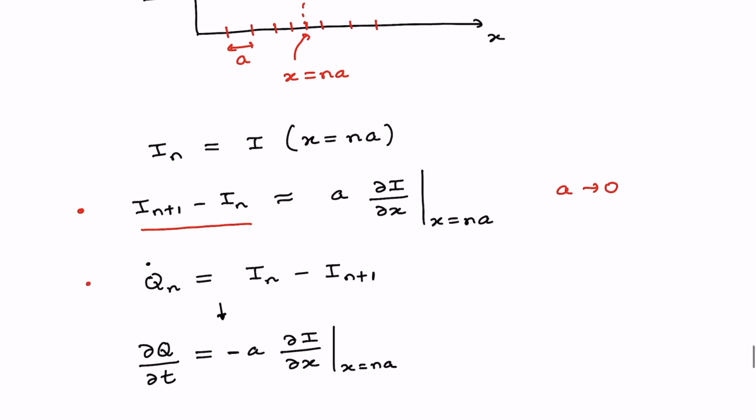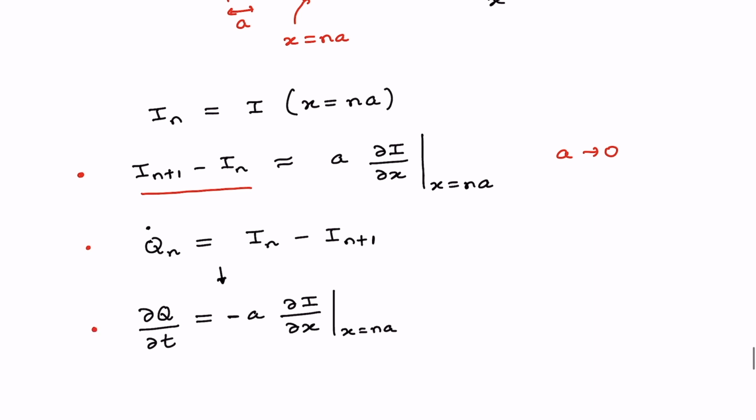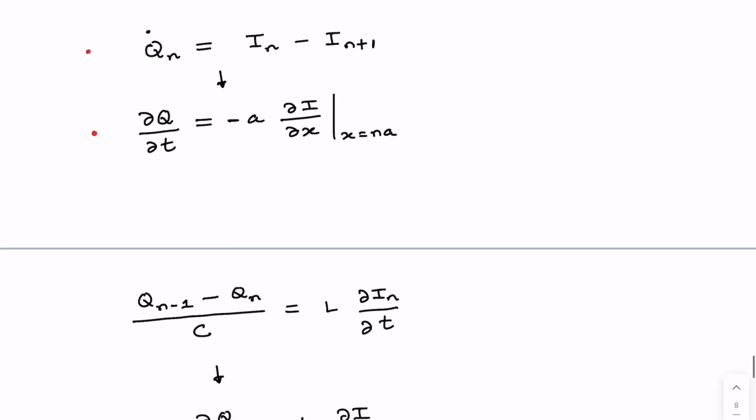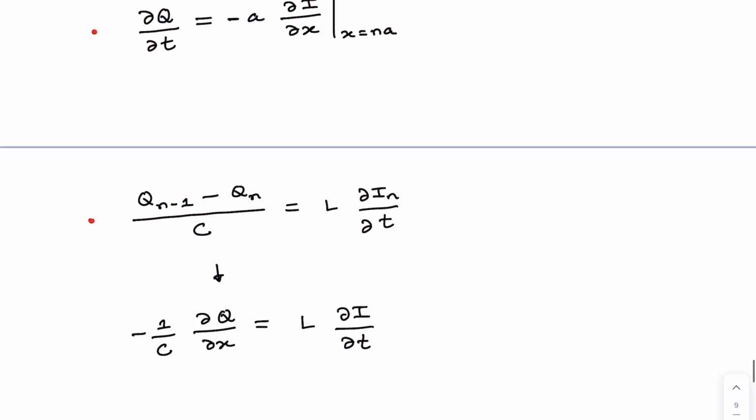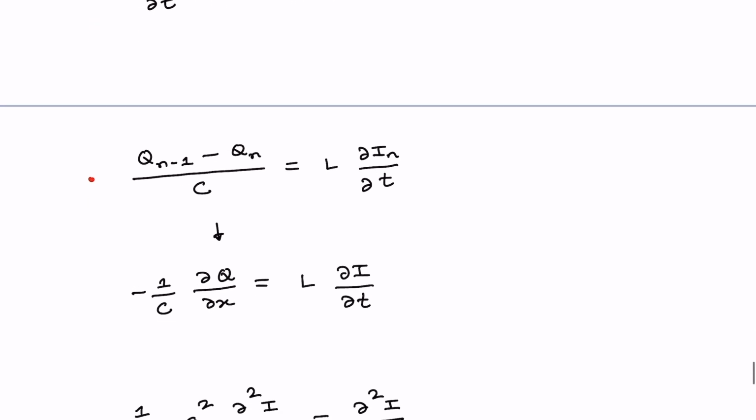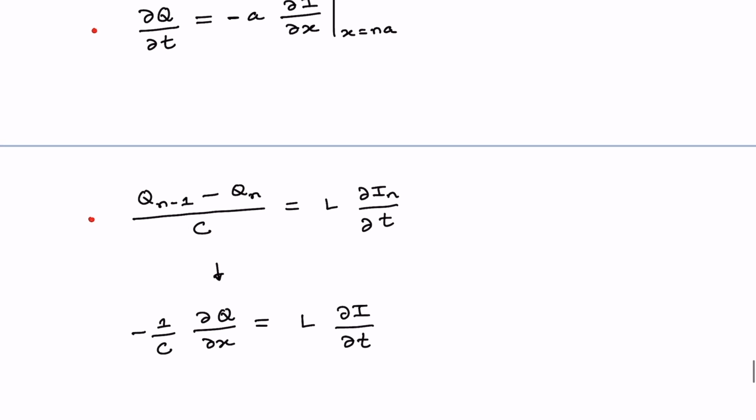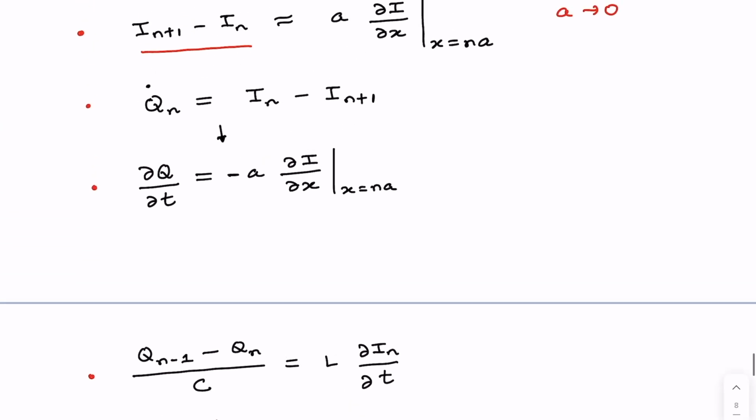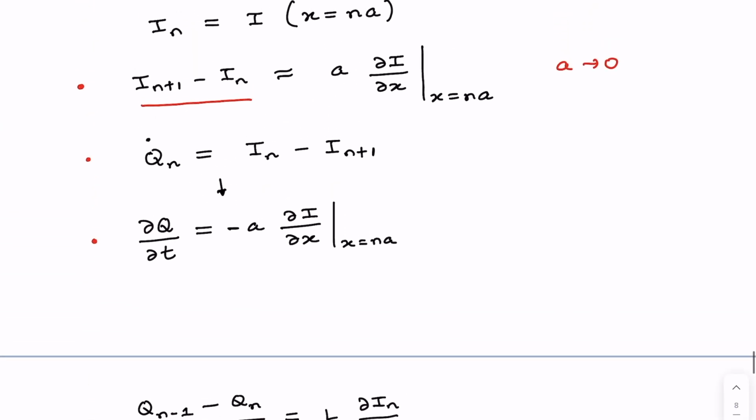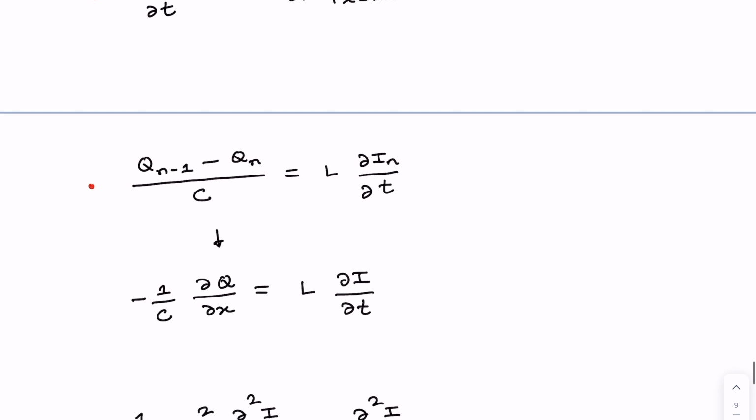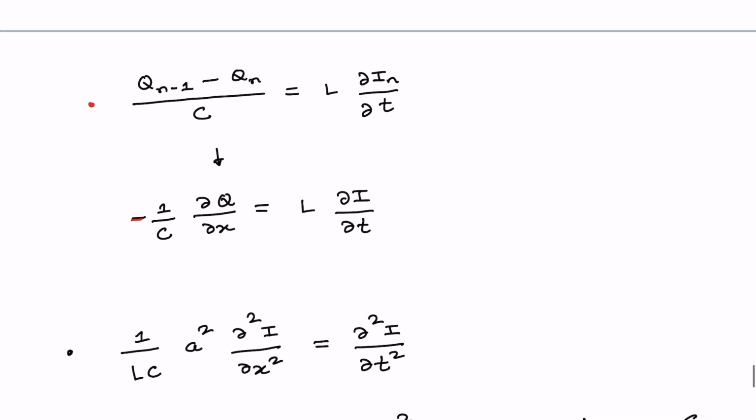Similarly, for the time rate of change of the charge, I can write this equation: del q del t is equal to minus a del I del x. So again from the voltage drop equation I can write this equation in this form. Now just be careful that when I am writing this equation here I(n+1) is there, so that's the reason plus a is there. Now here I have the opposite Q(n-1), so that's the reason minus sign is there. I hope you are getting it.